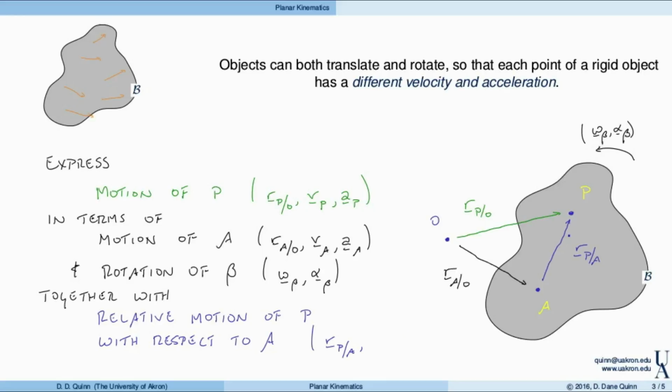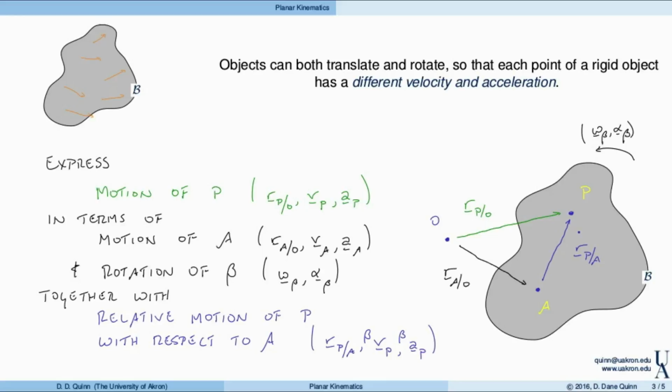But we also might have P moving in the object in some known way. So we could have the velocity of P, not with respect to the ground, because that's what we're trying to find, but with respect to the object. And then we could possibly have the acceleration of P with respect to the object. So again, planar kinematics is about expressing the motion of any arbitrary point in terms of the motion of the object itself, together with the relative motion of that point with respect to the object, or in this case, the position of P with respect to A, and then the velocity of P and the acceleration of P, both written in terms of the object itself.